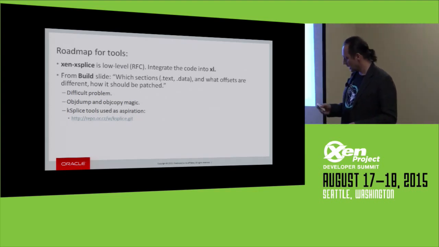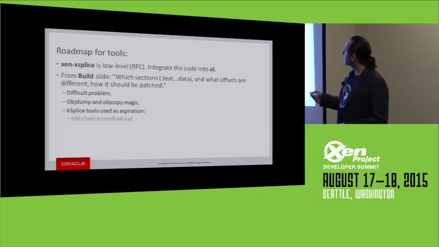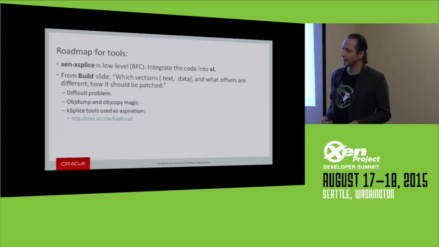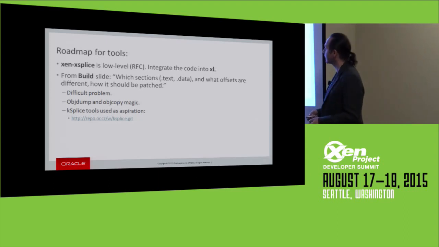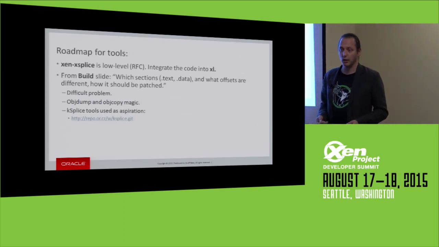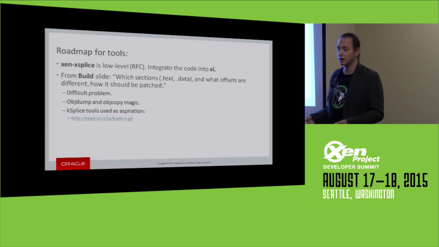Makes it much easier. Now, in the previous slide I briefly said which sections, text, and what offsets are different and how it should be patched. And we also talked about the data structures. It's a hard problem. It's a very hard problem. It's not something that we can solve very easily. xSplice had some ideas of how they did it, and it can certainly be borrowed. But as part of at least the first phase of this one, there's just not enough time to get that done.